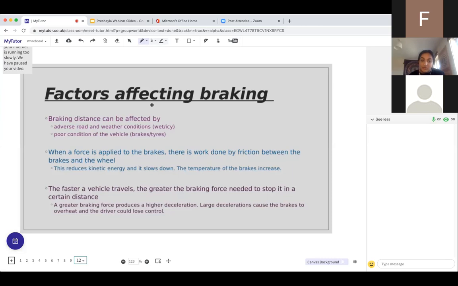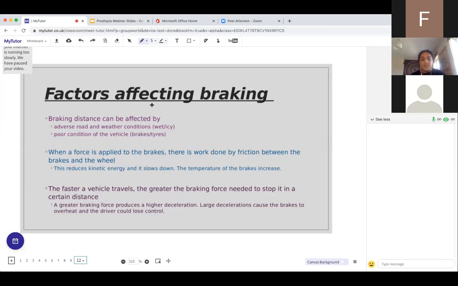And the condition of the vehicle. So how are the brakes? How are the tyres? Are they in good condition? Are they in bad condition? Those are the only 2 factors that affect braking distances. Okay, so the condition of the vehicle, and the road and weather conditions. This is a very common GCSE question.